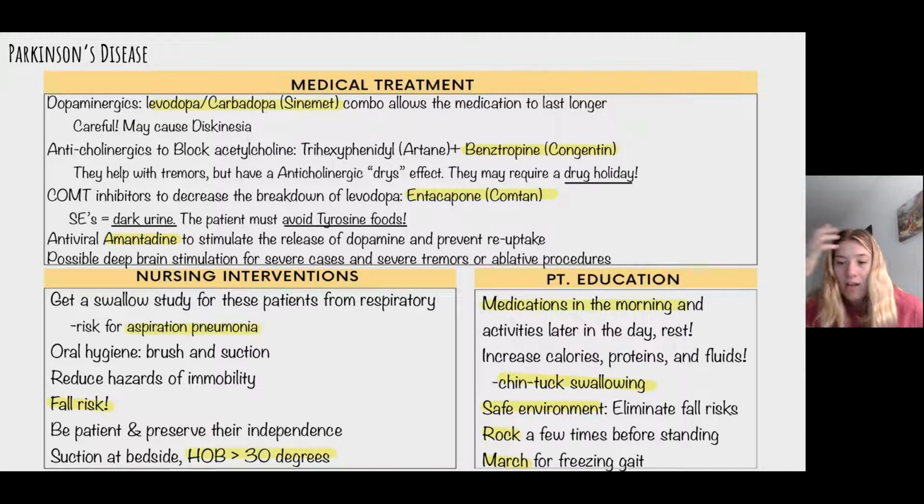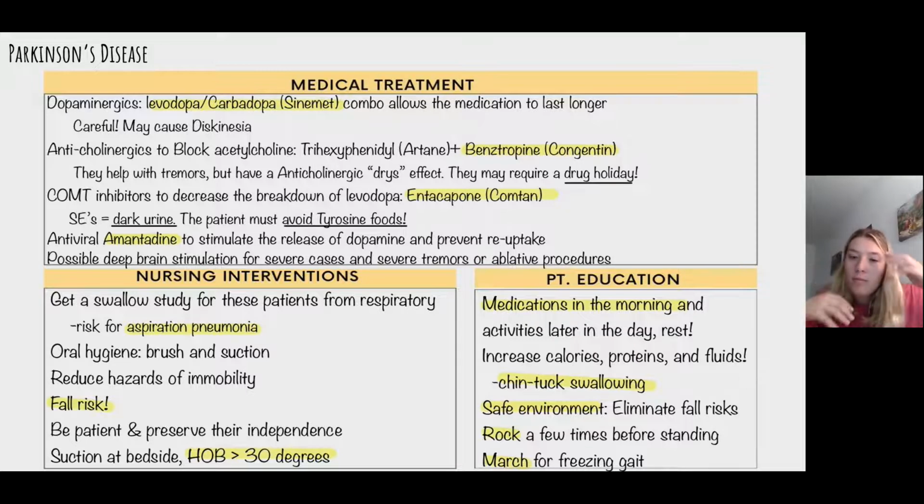Really promoting a safe environment is super important. Why? These patients have a little bit of a difficult time moving around. So maybe we don't want extension cords all over the place. We don't want their house to be decorated and adorned with rugs. Are there pets in the house? How can we keep our patients safe?